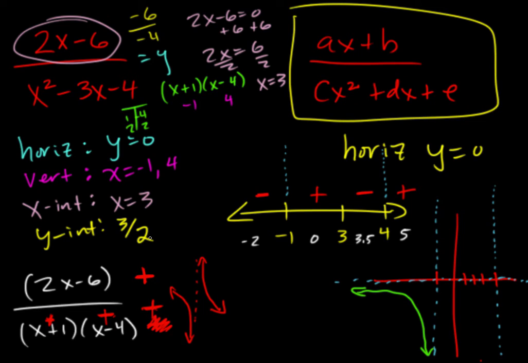We have a y-intercept at 3 halves. So y-intercept is right there. And we have an x-intercept at 3. And so the function's going to go kind of like this. And then this one's going to go kind of like that. Okay, that one's done. Now we're going to move on to another one.